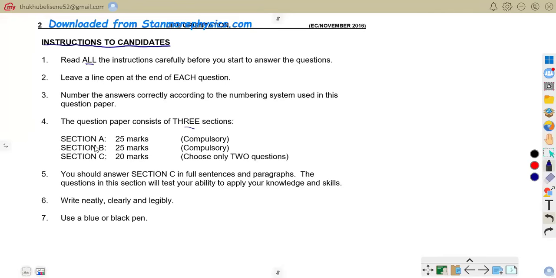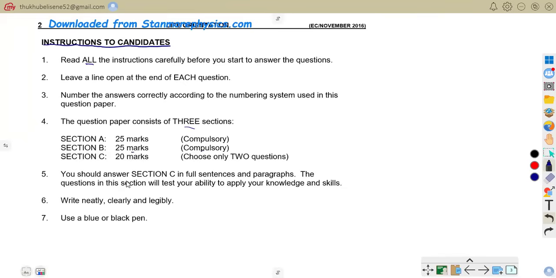Section A carries 25 marks, and it is compulsory. Section B carries 25 marks. It is as well compulsory. Section C, 20 marks, and you are to choose only 2 questions. So that is that. But for Section C, we are going to attend to all questions in that section.